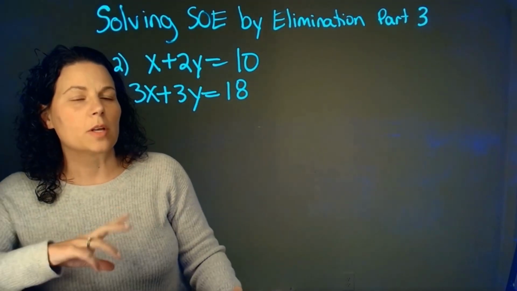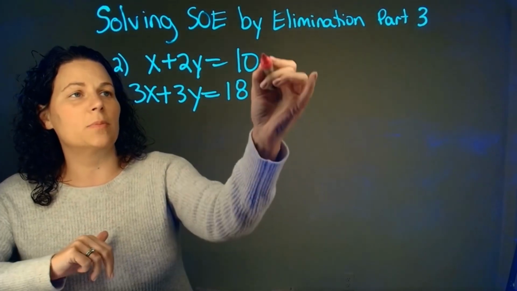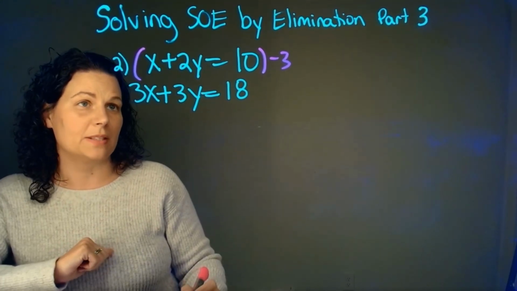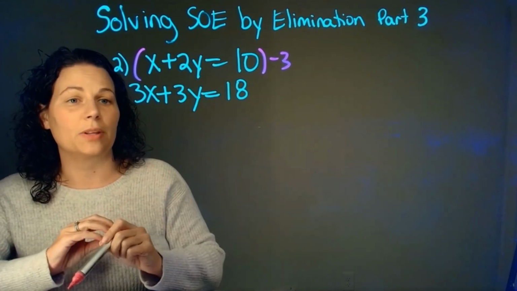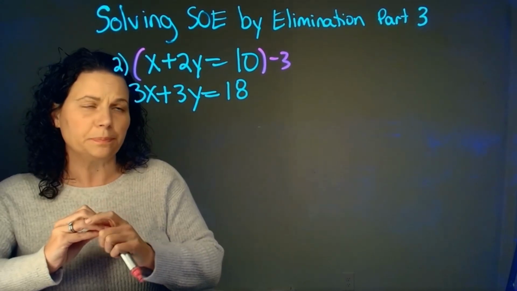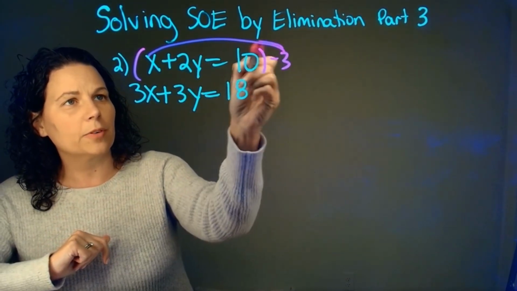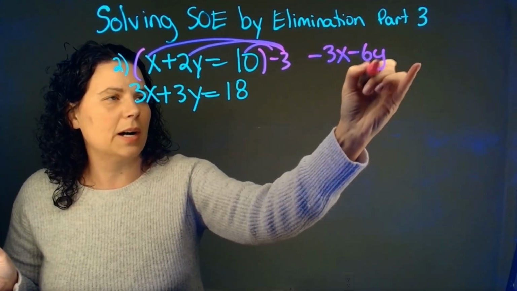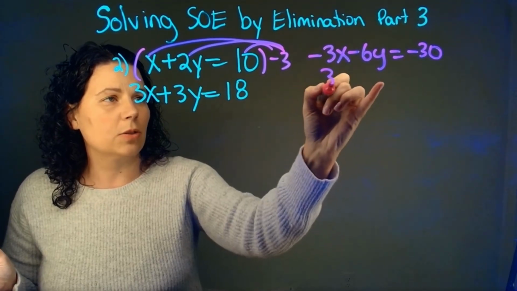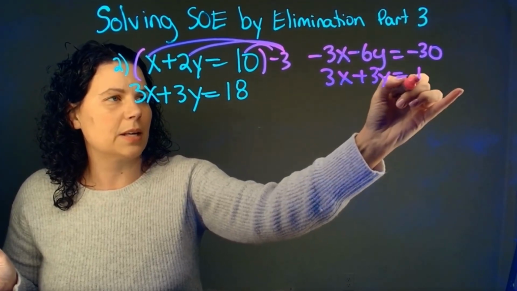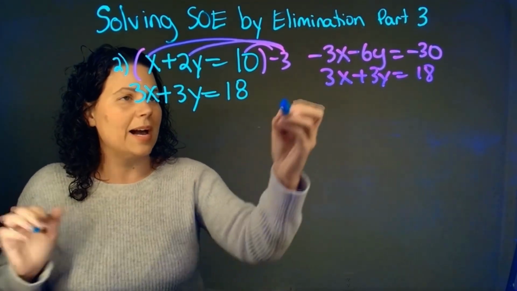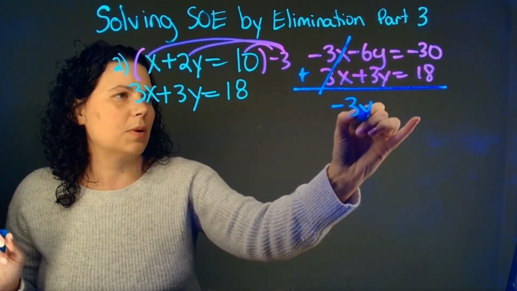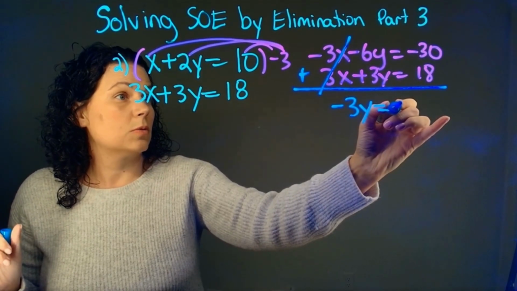Alrighty, here's number 2. So I'm looking and I see that I can just multiply this top one by -3, and then my x's will have the same number opposite signs. In my next video, I'll show you how to deal with it if there's not a variable with a 1 in front of it. So we're going to multiply all the way over here and the equal sign. We get -3x minus 6y equals -30. We get 3x plus 3y equals 18. Then we are going to add these two equations. This cancels, and I get -3y equals -12.